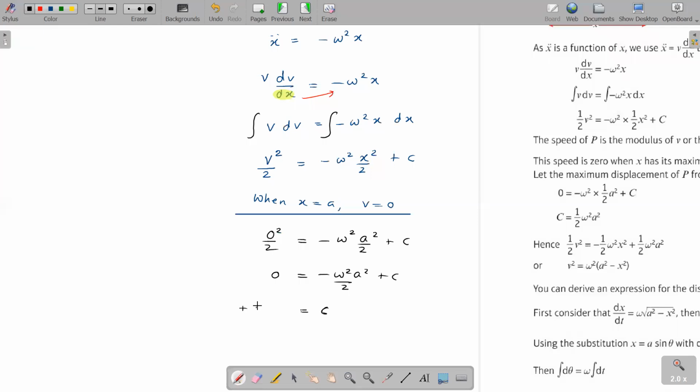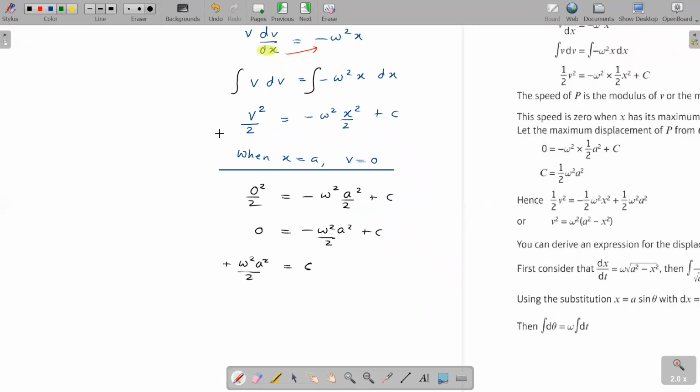plus omega square a square over 2. Do you agree? So now what do we need to do here? We'll take back this equation and substitute the c value. We get here v square over 2 equals minus omega square x square over 2 plus the c value, which is omega square a square over 2.